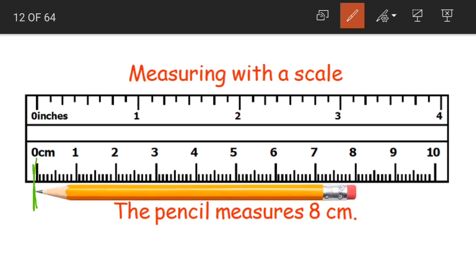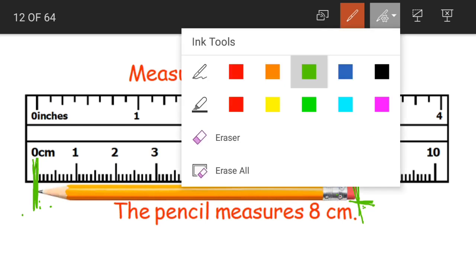Now what will be the length of the object now? Now this end point is already coinciding with 0. So we have to look at the other end point. It is ending at 8. So the length of this pencil is 8 centimeters.